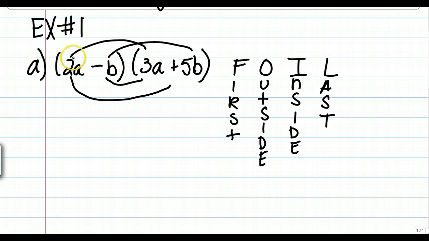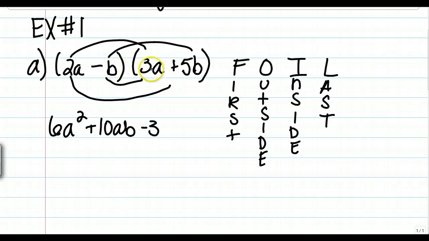So I'm going to multiply 2a times 3a. 2 times 3 is 6, and a times a is a squared. Then I'm going to multiply the outside. I have 2 times 5 is 10, a times b is ab. Then I have the inside here, which is 3 times negative 1 is negative 3, a times b is ab. And the last is 5 times negative 1 is negative 5, and b times b is b squared.